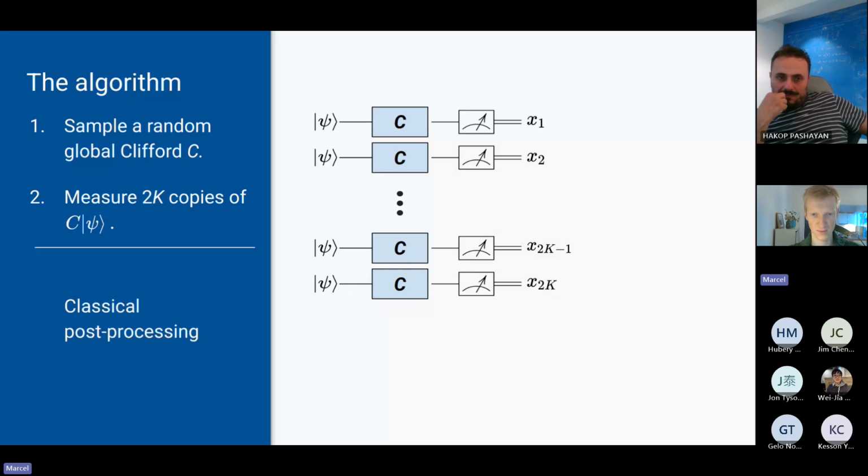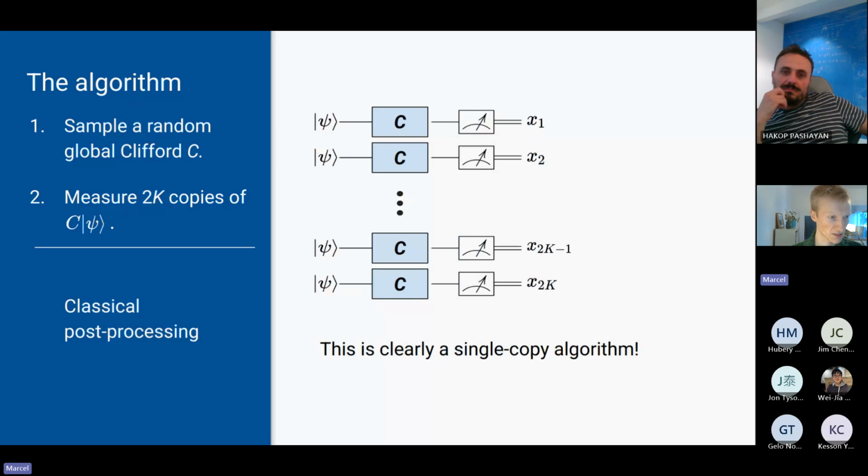The rest of the algorithm is really classical post-processing. Hopefully it's also clear from this picture that this is a single copy algorithm. At no time are we applying any entangling measurements. We're only ever measuring one copy of the state at once. Okay, and now let's look at the classical post-processing.